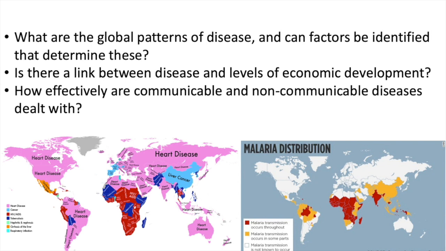The second Unit 3 topic is disease dilemmas, such a relevant topic. Here we think about what are the patterns of disease. Why do we find certain diseases in certain places? And what effects do these diseases have? We then look at how might diseases be eradicated. This unit has lots of smaller examples to support your understanding.